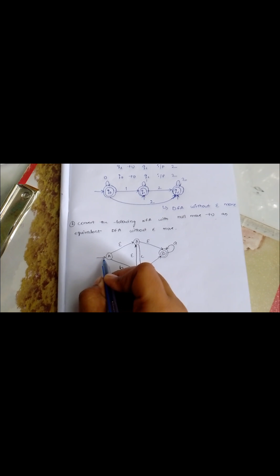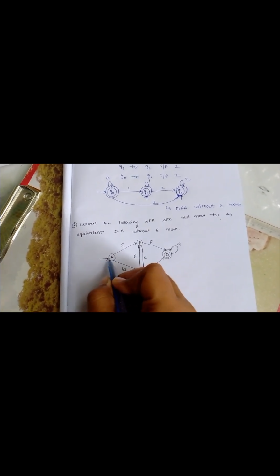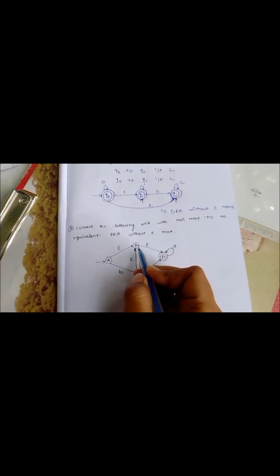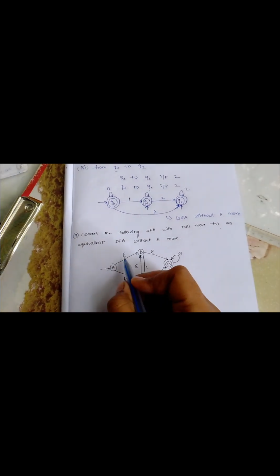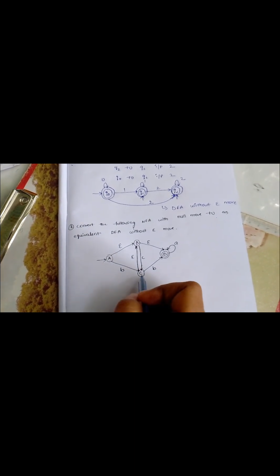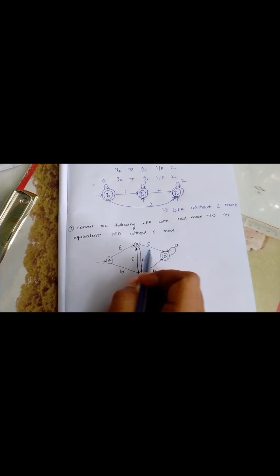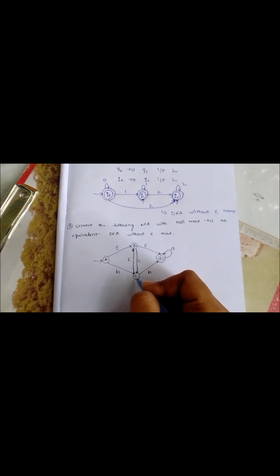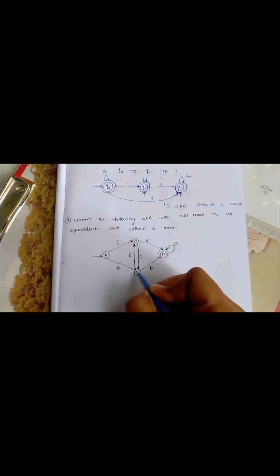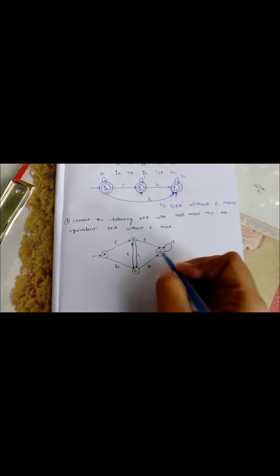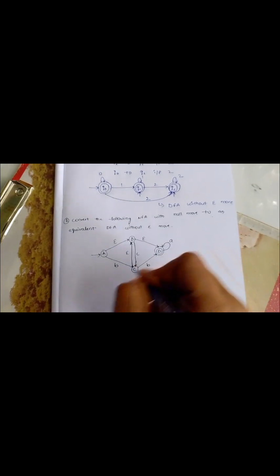So here the finite automata is given with four states A, B, C, D. So here D is final state and A is initial state. So here transitions are A with input null goes to B. Next A with input B goes to C. Next B with input null goes to D. B with input C goes to C. Next C with the input null goes to B. C with input B goes to D. Next D with input A remains in the same state.